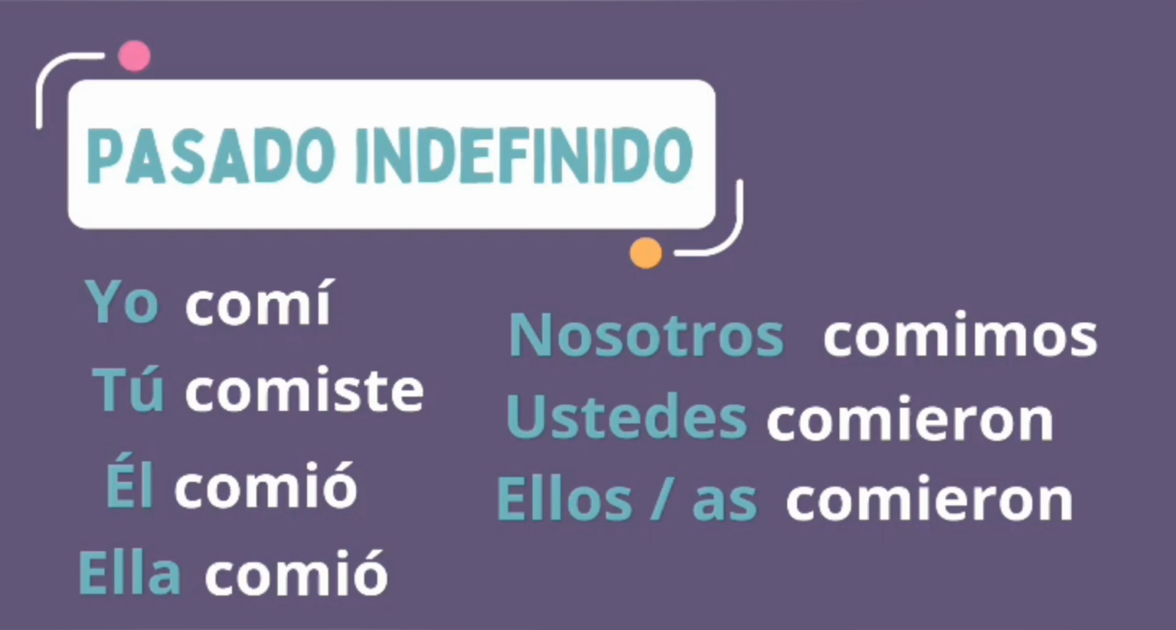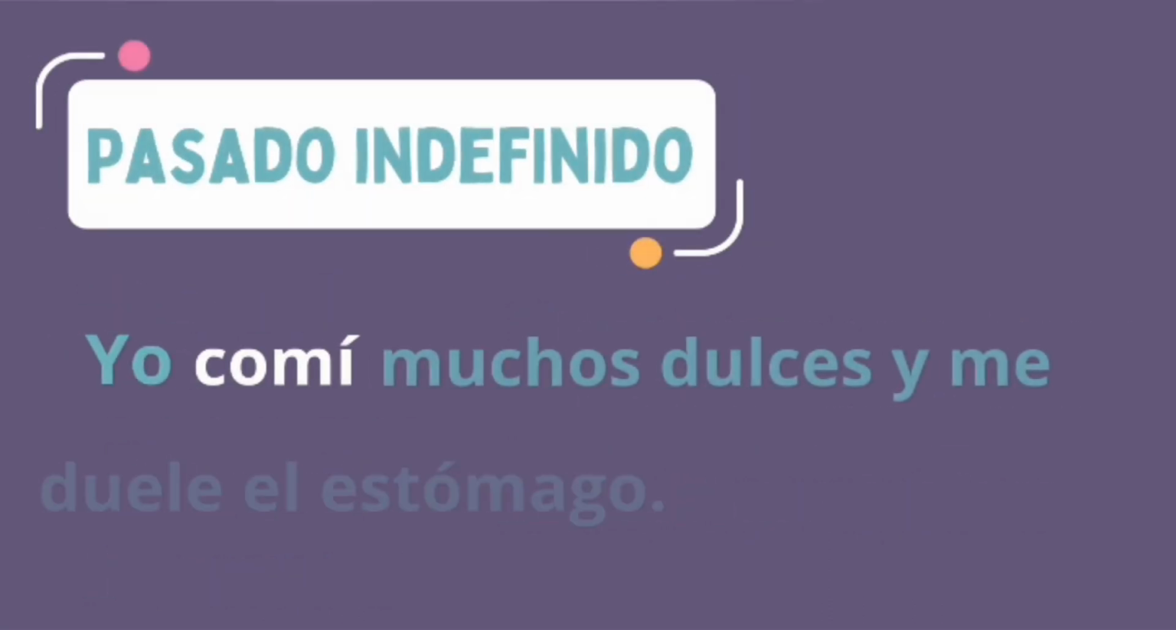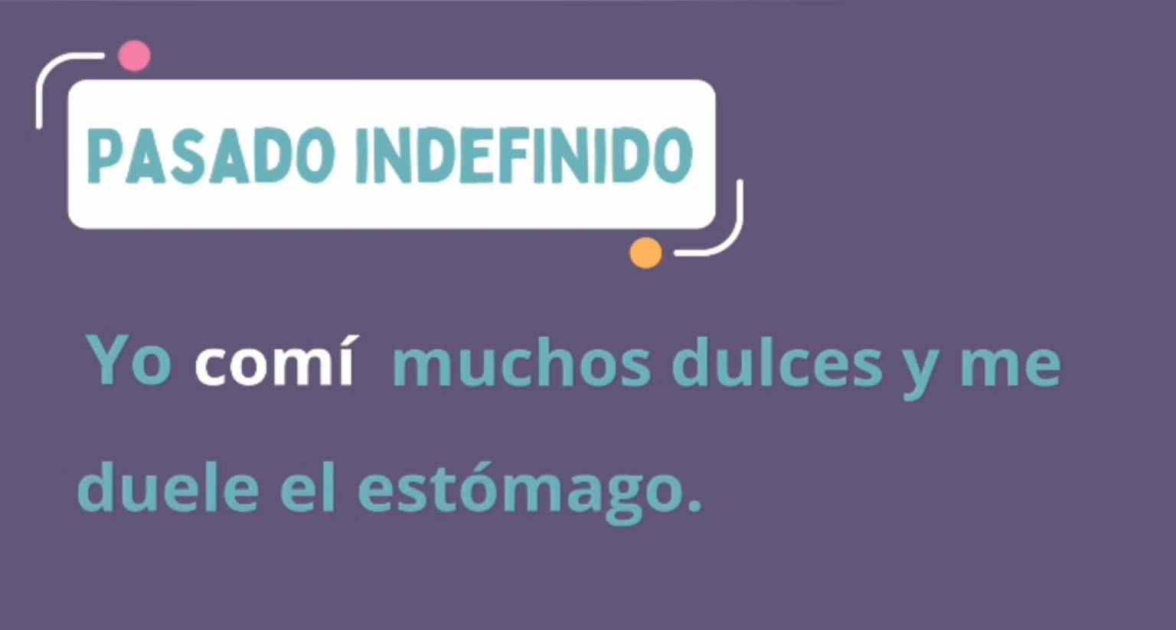And then finally, if you want to say they ate, remember in Spanish, you have to say ellos comieron. You have to use the personal pronoun ellos if you're talking about a group of boys. And if you're talking about a group of girls, then you have to say ellas comieron, instead of ellos. So this would be the conjugation in the indefinite past. Now let's see some sentences so you will understand how this works.